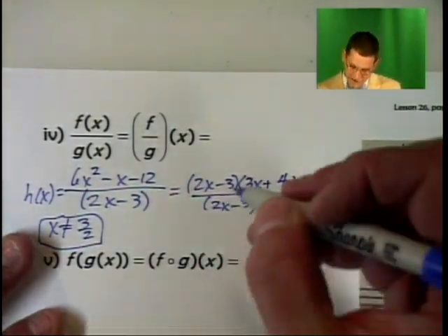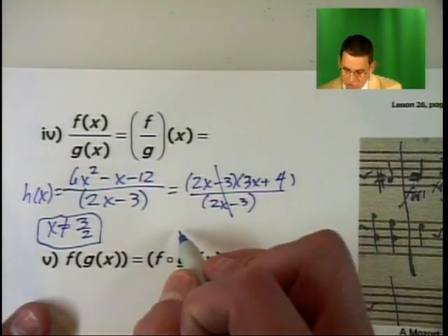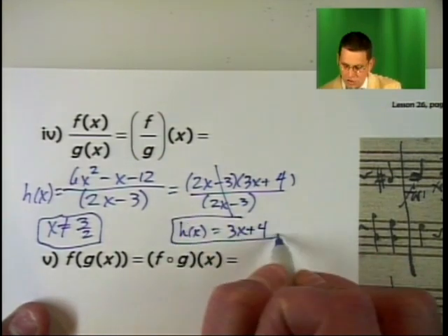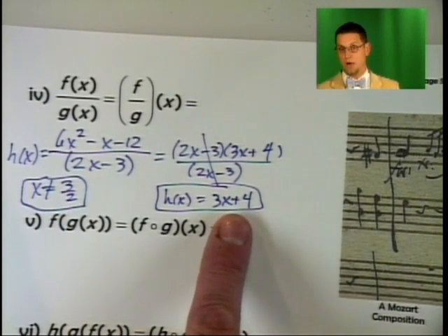Okay, so now if we divide these out, the 2x minus 3's do in fact divide out, and we're left with a more simplified version, 3x plus 4. However, we are still not allowed to plug a 3/2 into this equation of a line. It'll work, but remember that wasn't the original equation.